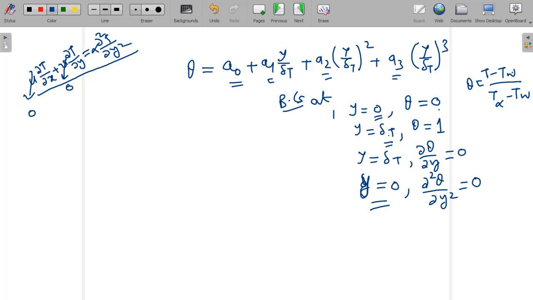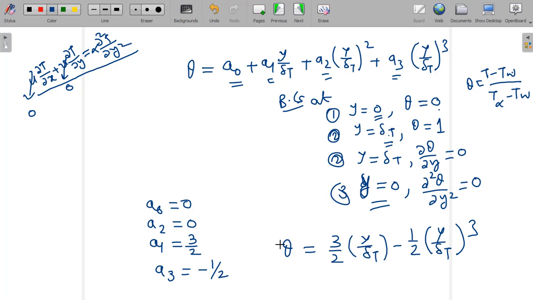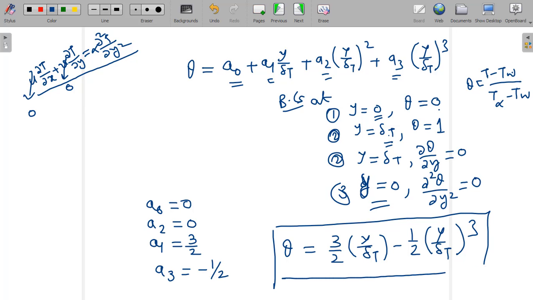So these 4 boundary conditions, if you apply and do the algebra to solve for a0, a1, a2, a3, you ultimately end up with a0 equal to 0. You will find that a2 will become 0 and a1 will be 3 by 2 and a3 will be equal to minus half. So your final solution will become 3 by 2 into y by delta t minus half of (y by delta t) whole cube.